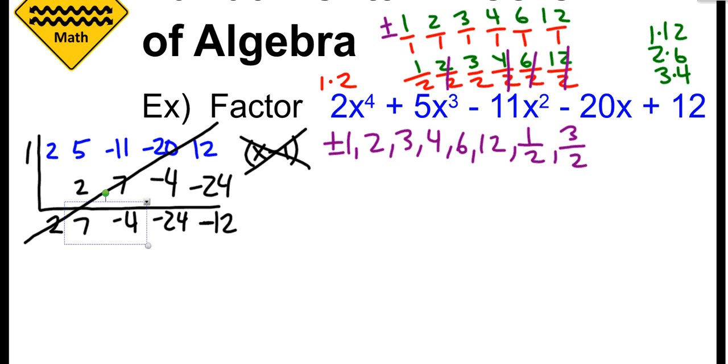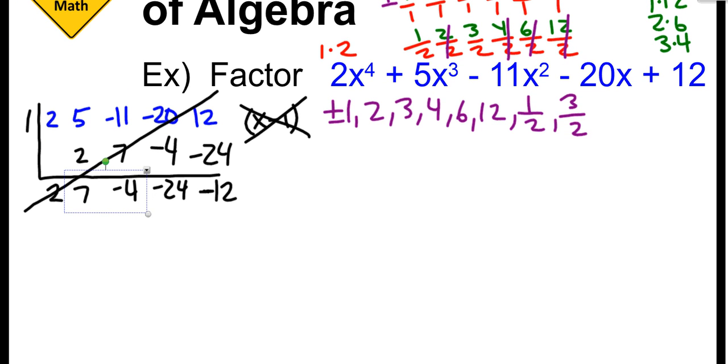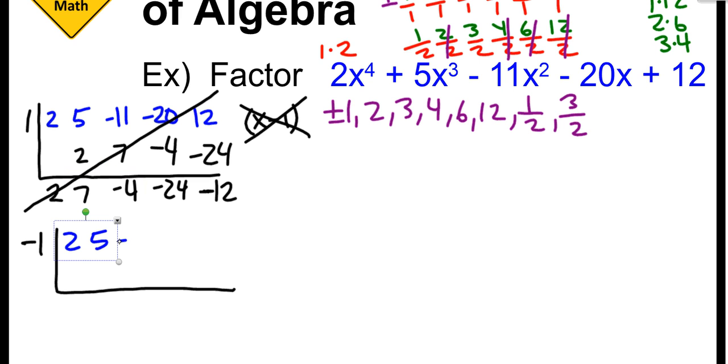All right, so let's try negative 1. That's the next number in my purple list. So this gets kind of tedious and people get kind of bored of it, but it is what it is, and we're going to do it. Once you get good at this, you can fly.